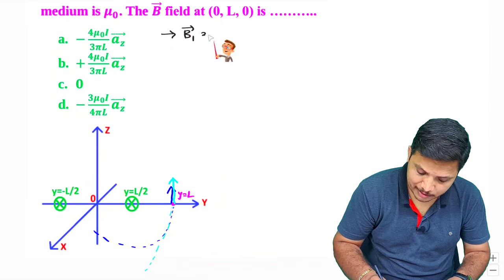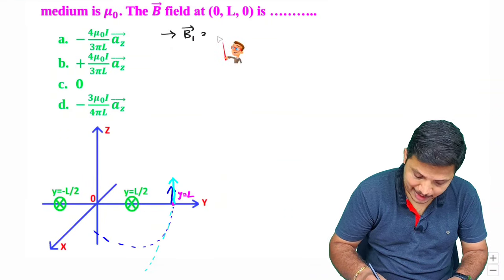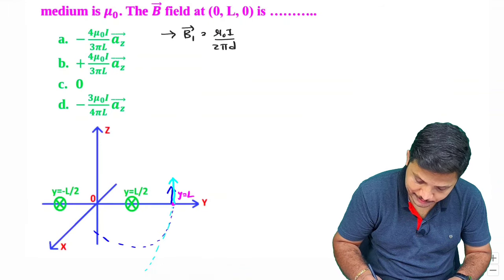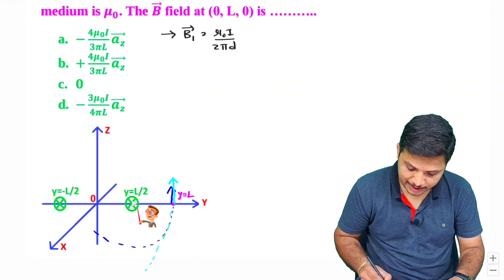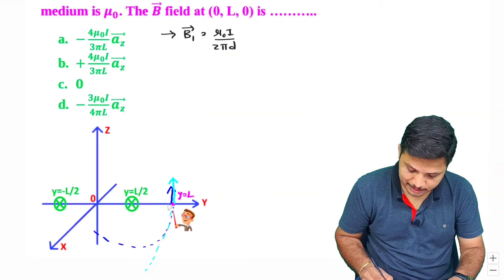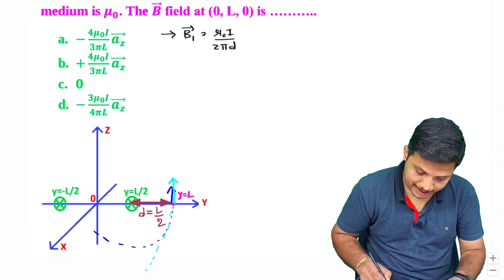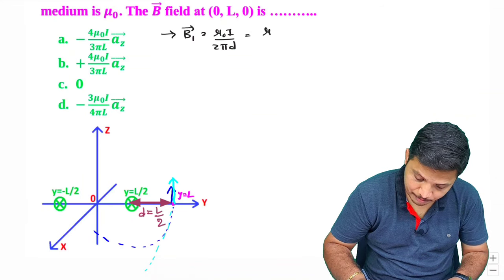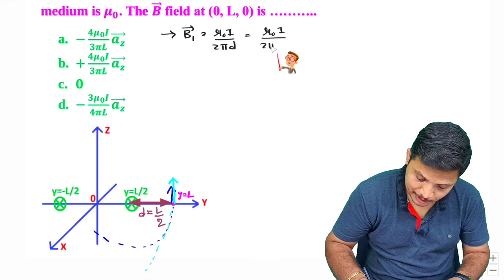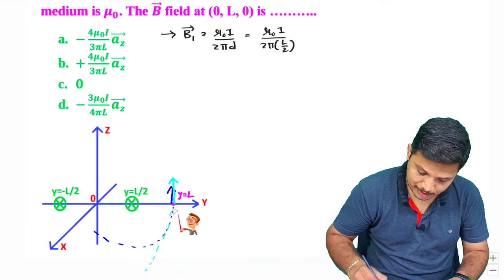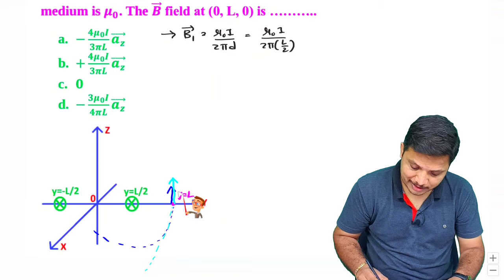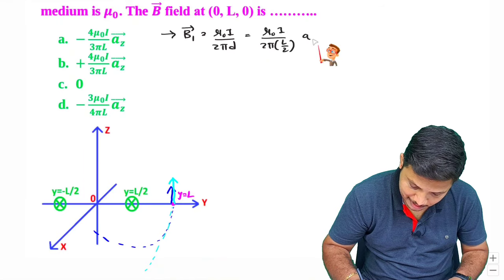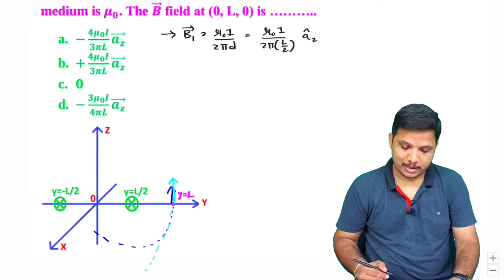So the magnetic field due to a wire carrying current I is mu 0 I by 2 pi times the distance, right? Now if you observe here, for this wire the distance is L by 2. So the magnetic field because of this wire is mu 0 I divided by 2 pi into L by 2. And if you observe the direction, it is in the Z direction, right? So this is in the AZ direction.